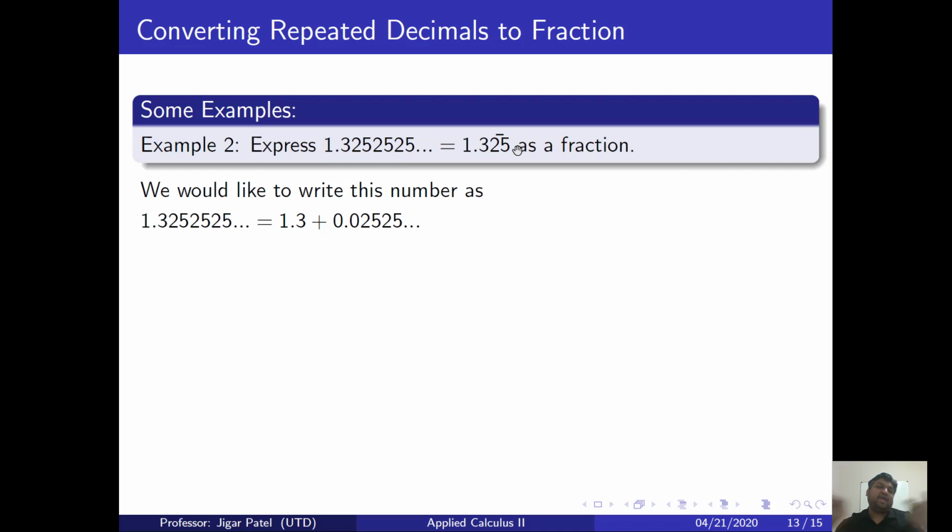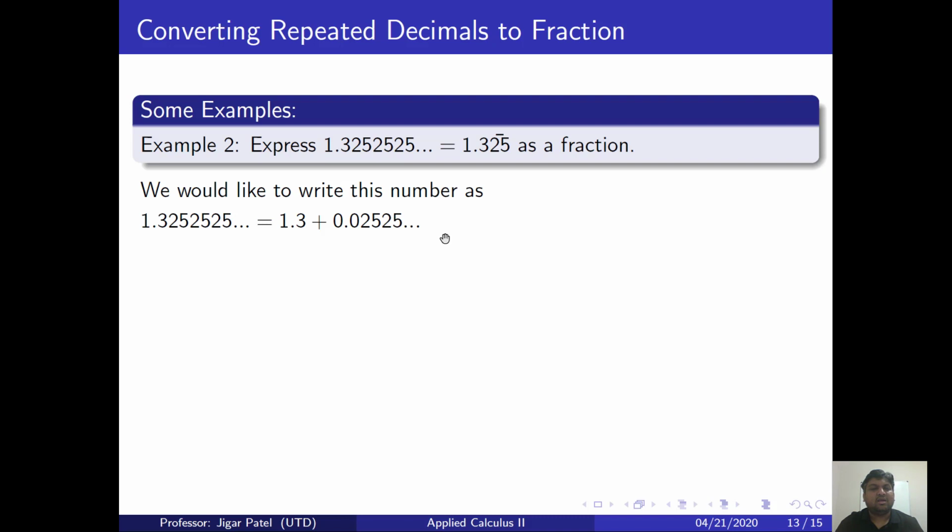I first want you to separate the repeating and non-repeating parts from each other, because the non-repeating part is very easy to convert into a fraction. So look at this. I separated the non-repeated part from the repeated part: 1.3 plus 0.0252525. This portion is a geometric series. That portion is 13/10, so I am not going to worry about it. I know its fraction form. All I have to do is convert this infinite repeated decimal into a fraction.